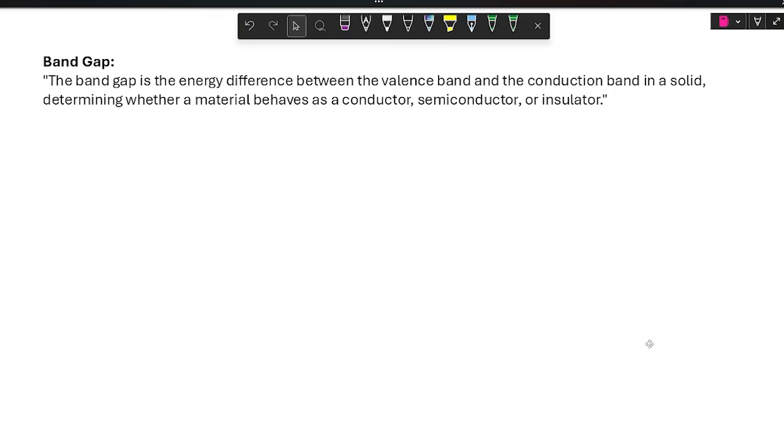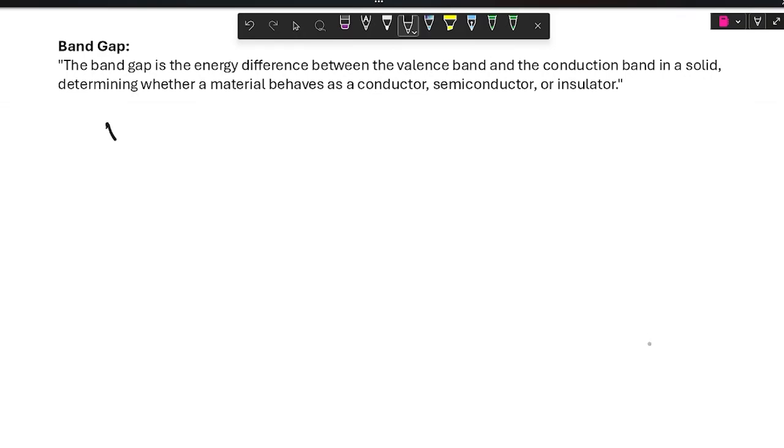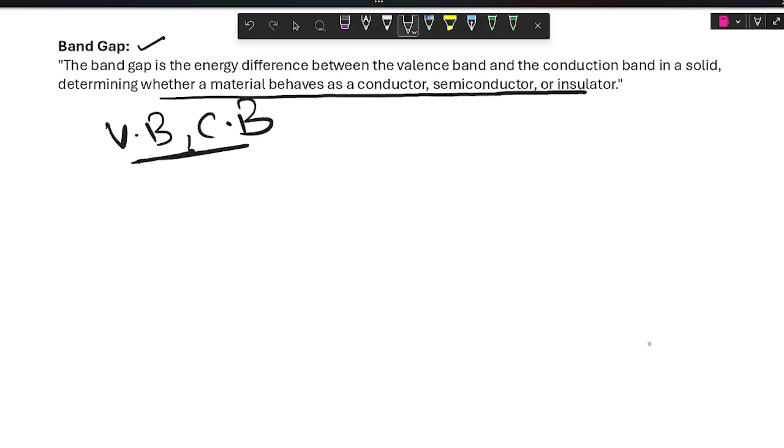Now let's see what is band gap. So this is all fine. We are learning about the conduction band and valence band, but why are we even learning it? Because of the valence band and conduction band, we define a term known as band gap, and this band gap is essential to determine whether a material behaves as a conductor, semiconductor, or insulator.